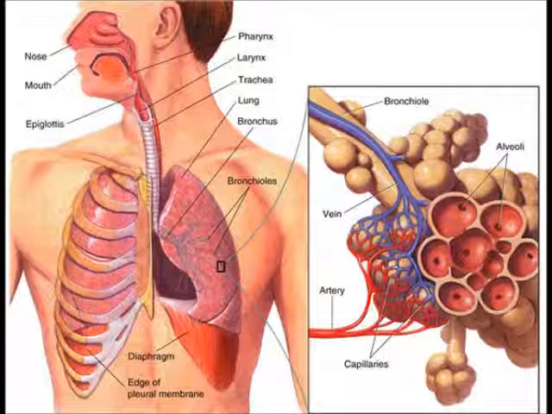Questions? Okay, so when stimulated to contract, and that is what? The diaphragm. It contracts, and then the diaphragm moves downward. The chest cavity enlarges, right? Once it enlarges, the thoracic volume increases. Are you with me?